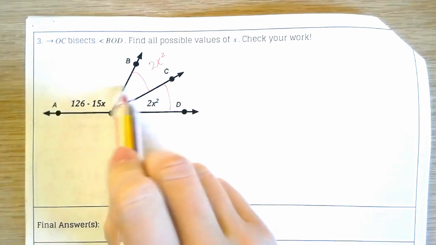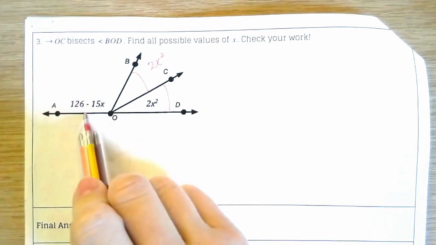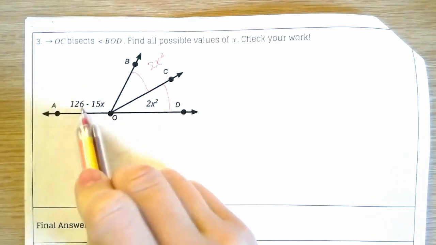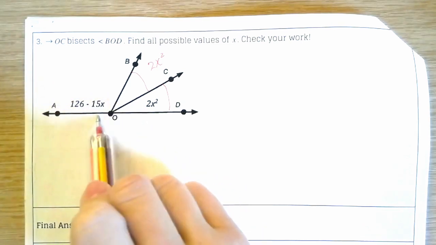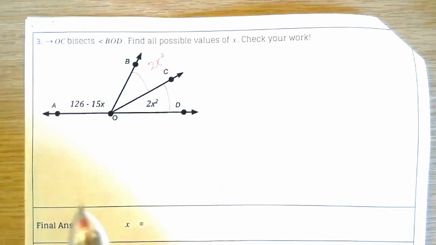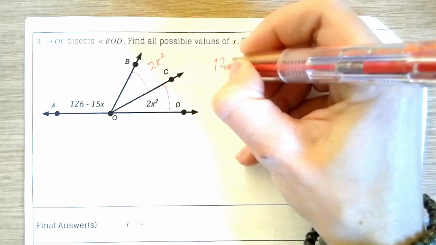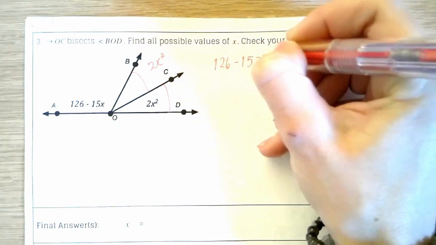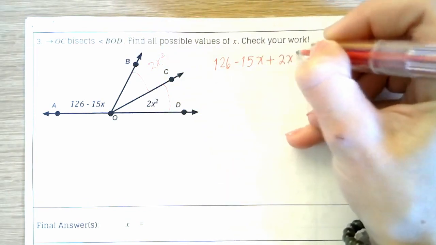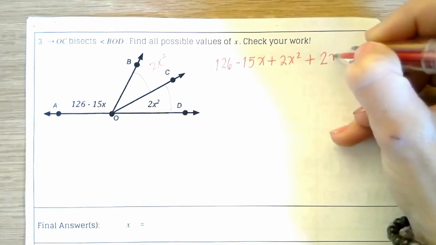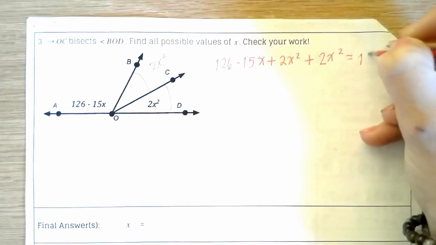Now, we also said, Elia, what did we say about these three angles? What does it look like? You called these two things something? Opposite rays. So if we have a bunch of angles resting up against two opposite rays, how much do they add up to? 180. So I'm going to write that out. 126 minus 15x plus 2x squared plus 2x squared has to equal, exactly, 180.